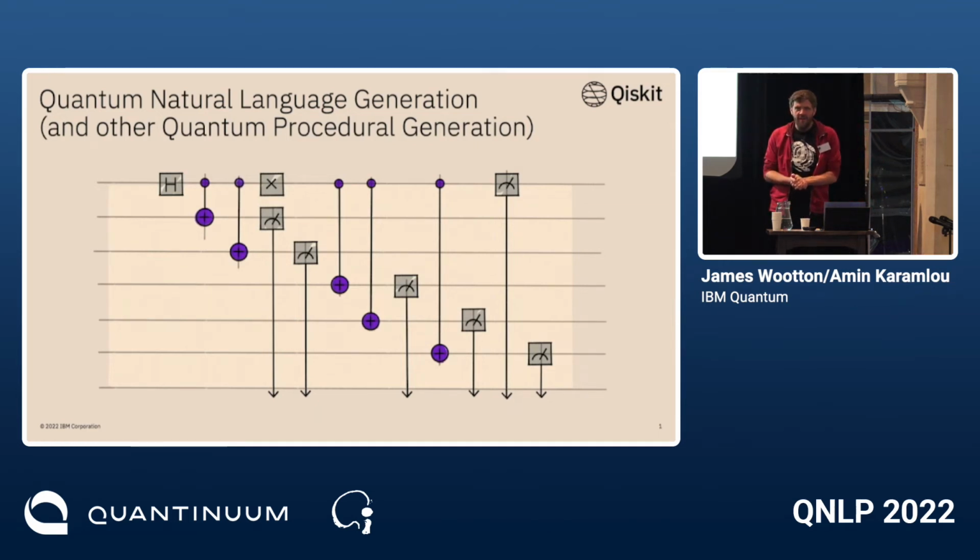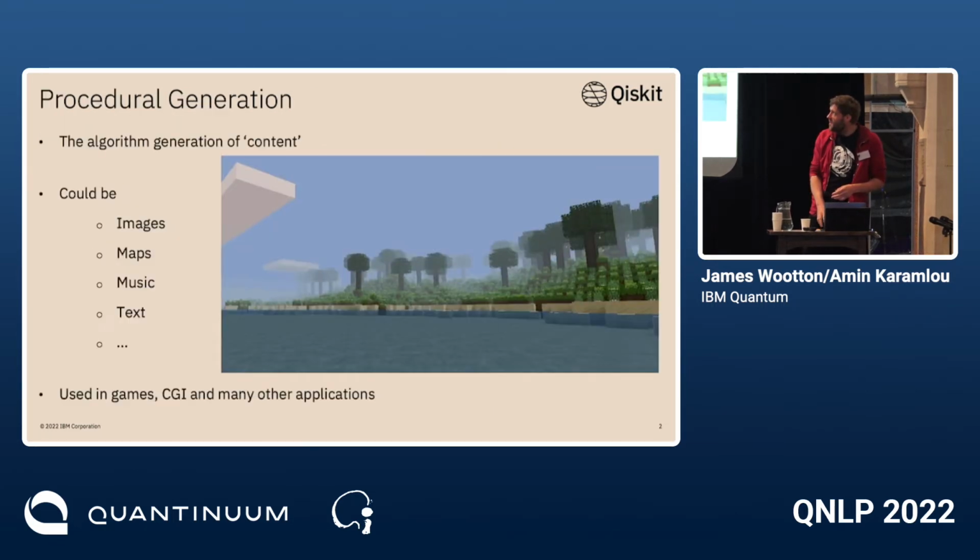Yes, I'm James Wootton, and I am indeed from IBM Research in Zurich, but we're also going to have Amin talking, who has been working with us here in Oxford. So I'm going to be talking about procedural generation, and I'll be talking about one application of that, and Amin will be talking about another, which is quantum natural language generation.